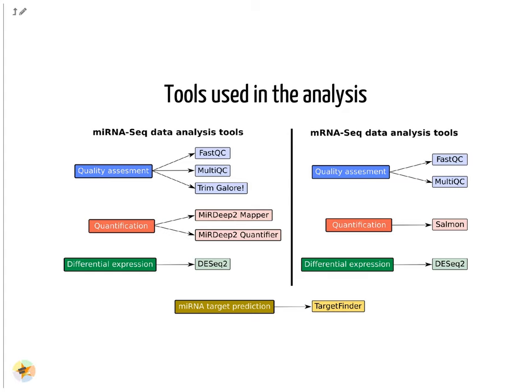To carry out microRNA quantification, we will use 2 modules belonging to the miRDeep2 tool, miRDeep2 Mapper and miRDeep2 Quantifier. We will use Salmon for mRNA quantification. For the differential expression analysis, we will use DESeq2, a package for differential expression analysis of count data based on the negative binomial distribution. Finally, we will use the TargetFinder tool for microRNA target prediction.